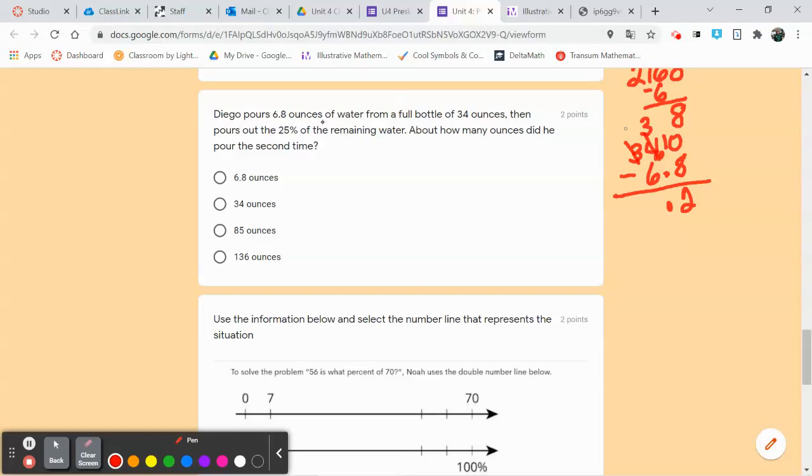I need to borrow from this and make it a 2. 13 minus 6 is 7. And we bring down our 2. So that's the remaining water. 27.2 ounces is our remaining water.